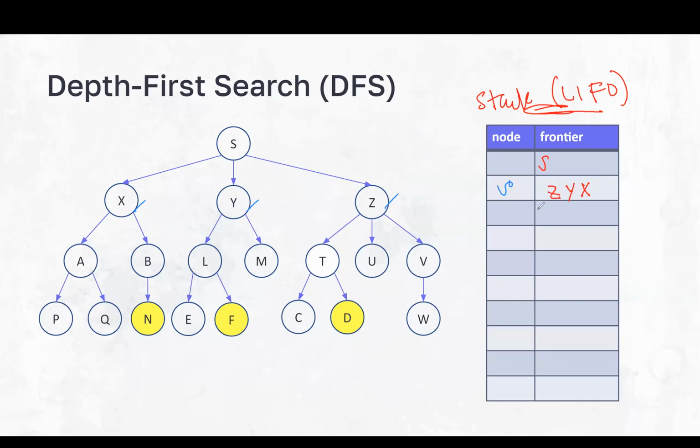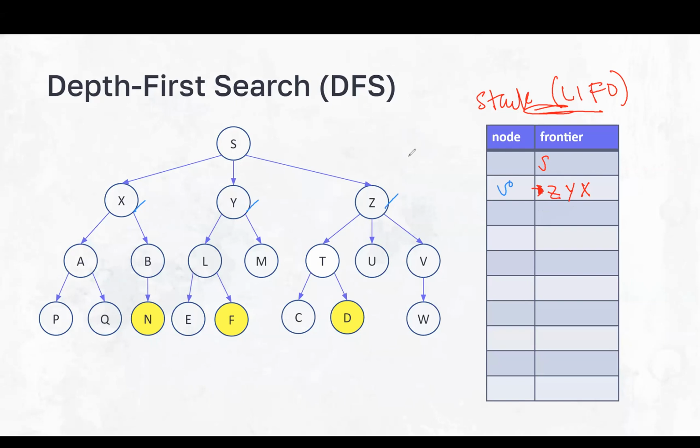So I changed the arrangement since we're using stack. So basically you're inserting in this way, unlike using queue, you're inserting in this way. So this will be our frontier. And let's pop or remove Z. So let's check Z. Z contains T, U, and V.